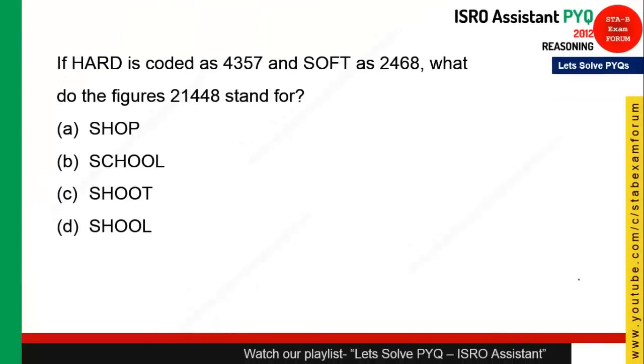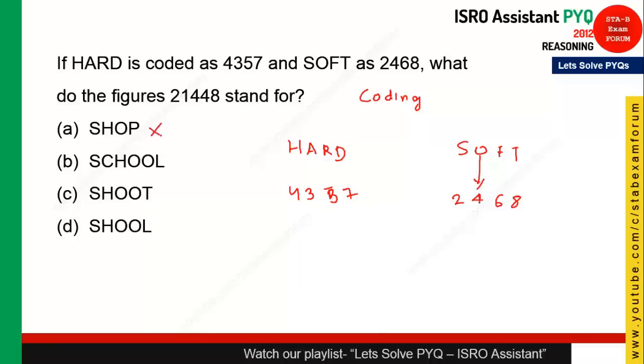The next question is from coding decoding. Let's see how it is coded. Hard is coded as 4357. Similarly, soft is coded as 2468. As you can see, there is a one-to-one relationship. So 4 stands for what? O. In all these options, you can eliminate option A because it doesn't have two O's.